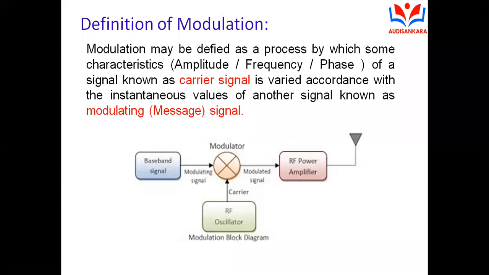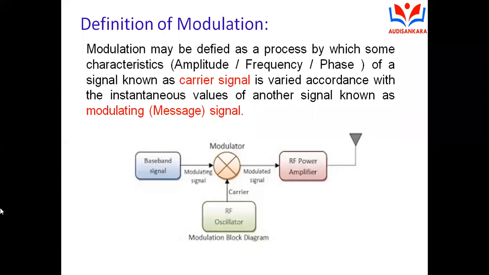Yes, sir. Tell me the definition of the modulation. Modulation may be defined as the process in which characteristics like amplitude, frequency, phase of a signal known as carrier signal is varied in accordance with the instantaneous values of another signal known as modulating signal. Instantaneous value of message signal.